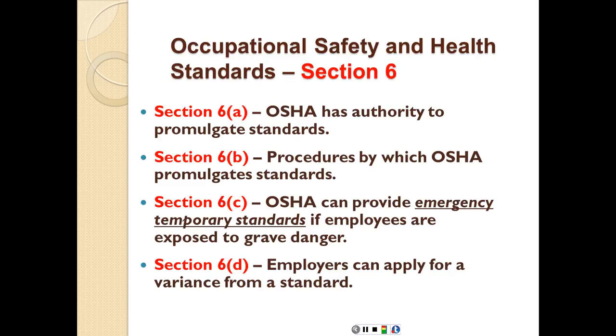So if, for example, there's a new kind of hazard that was not recognized before, and we see it on a certain project or a certain construction site, OSHA in this case can provide some emergency measures to prevent this hazard from occurring until a law or an amendment to the law is added in future revisions or versions of that law. Section 6D, the employers can apply for a variance from a standard.